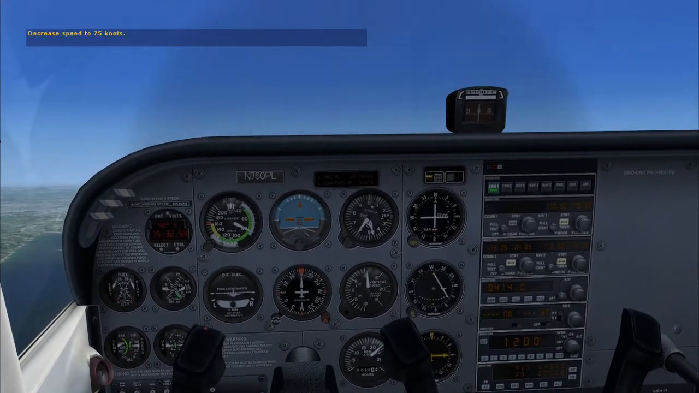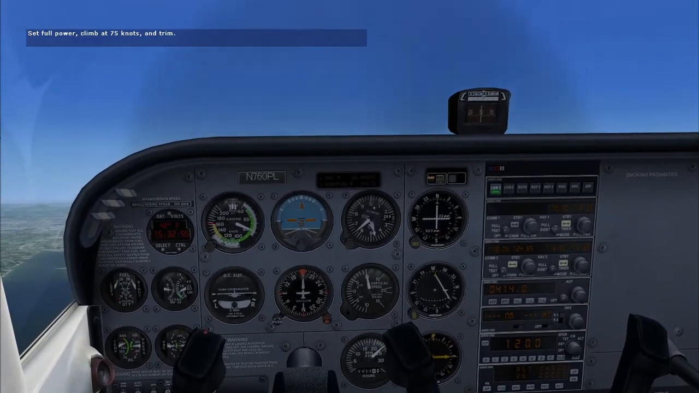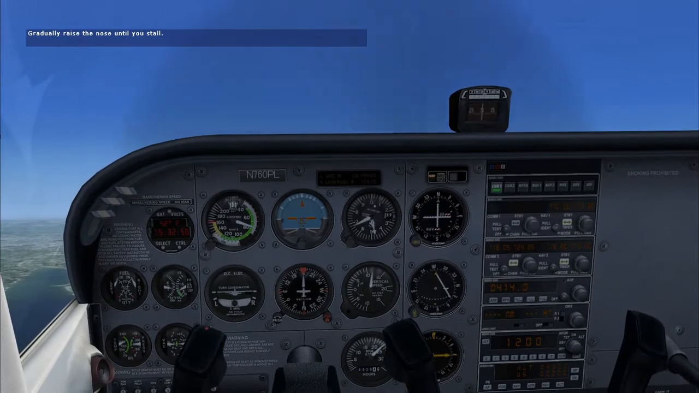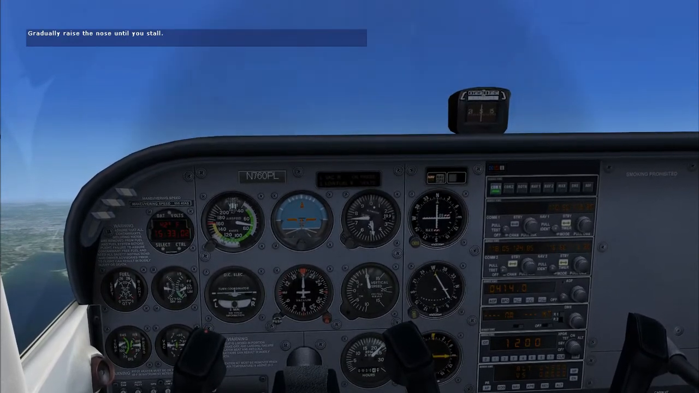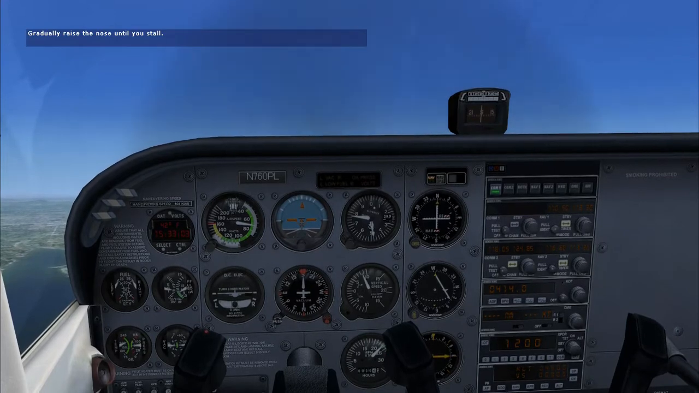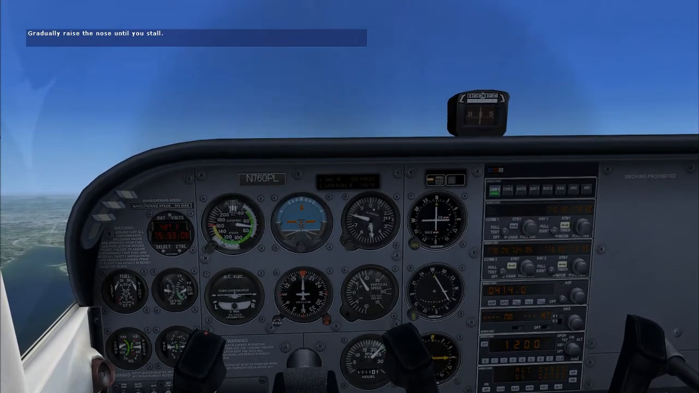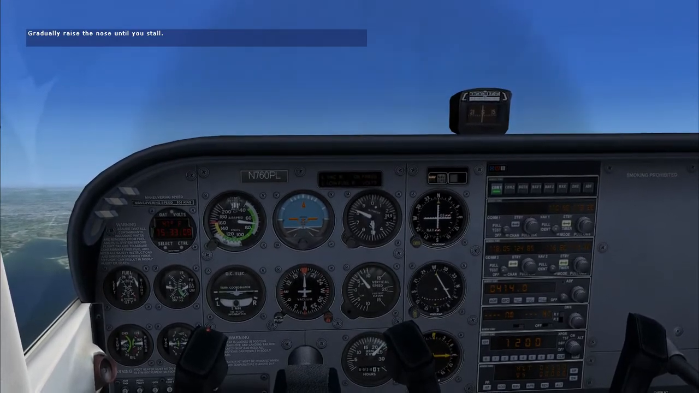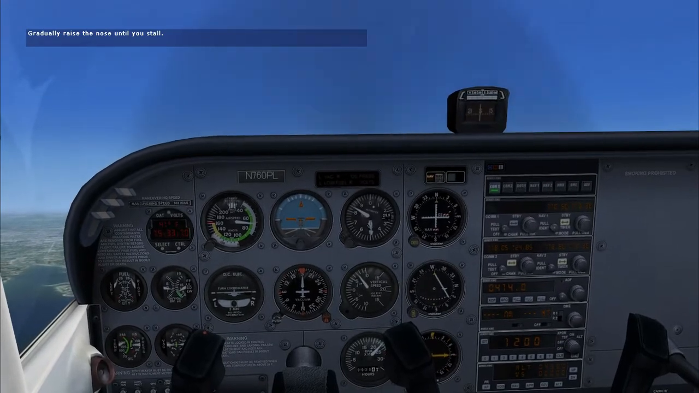Slow down. Now, gently raise the nose high enough to exceed the critical angle of attack. This simulates the attitude the airplane may default to when you're distracted. You'll know when the airplane stalls because the stall horn activates and the word stall appears. The airplane begins to pitch forward.